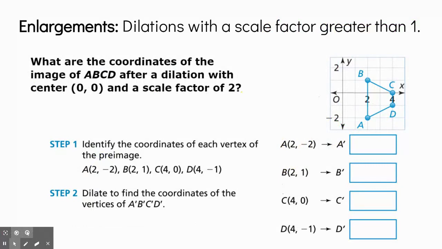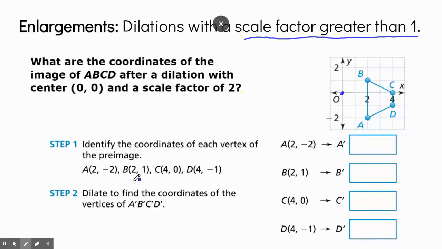Okay, so now we are going to specifically talk about two types of dilations. The first one is the enlargement. And we have spoken about this already. Our scale factor will be greater than 1. Okay. So we have a problem here. What are the coordinates of the image ABCD after a dilation with the center at 0, 0, so at the origin, and a scale factor of 2?